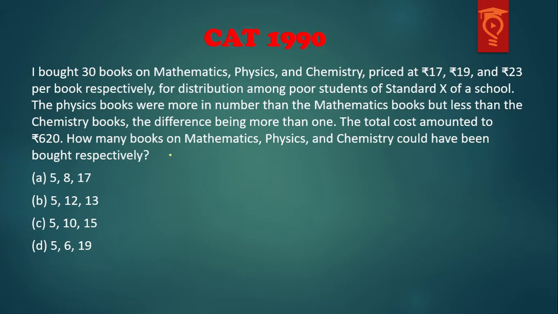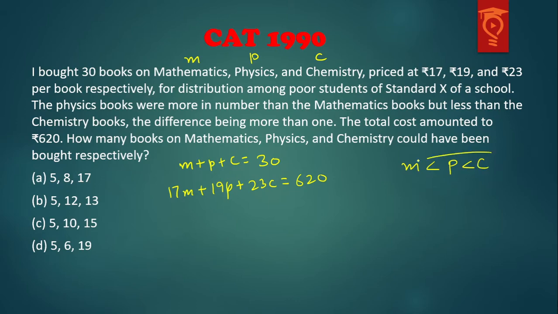Let us say that the number of books of maths, physics and chemistry be small m, small p and small c respectively. The first equation is this, obviously, and the second equation will be 17m plus 19p plus 23c is equal to 620. So we are left with only these two equations. Another thing that I am given from the question side is m is less than p, which is less than c. And obviously an untold fact that m, p and c are all positive integers because they are numbers of books. They cannot be fractions or irrational.